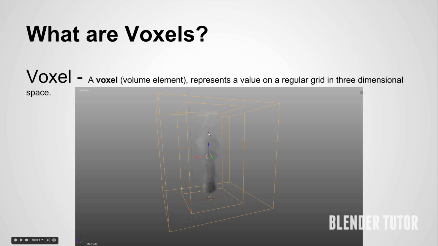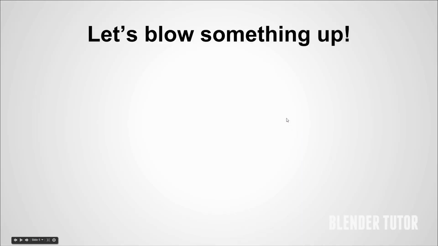This smoke is made up of voxels, and the way that you could affect how it's rendered is with a texture called a voxel data texture, and we're going to be going over that pretty much right now. So let's go blow something up.